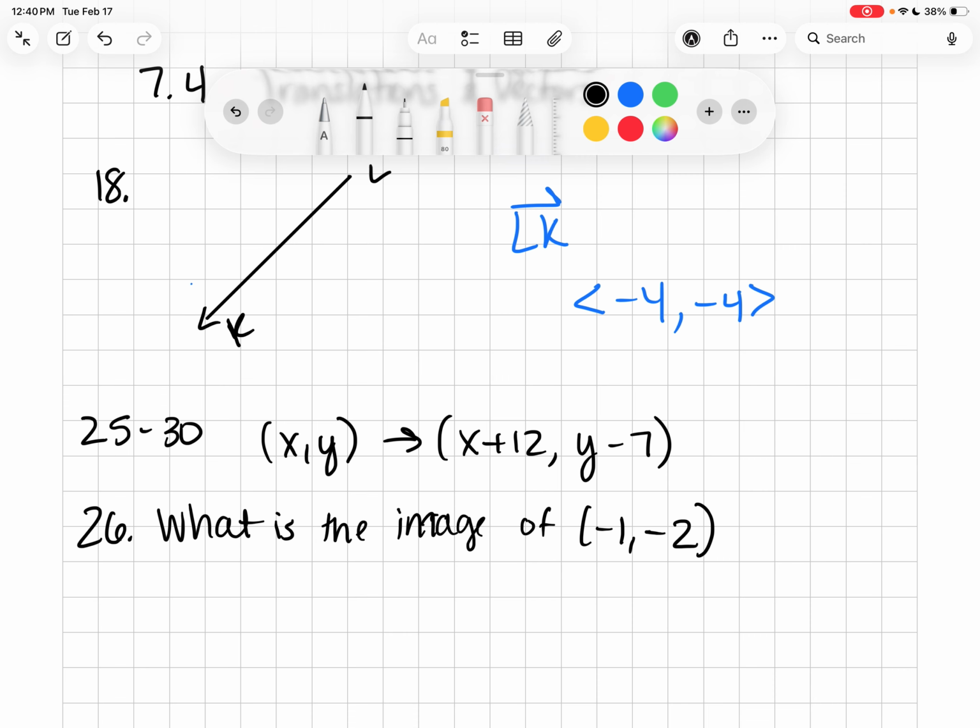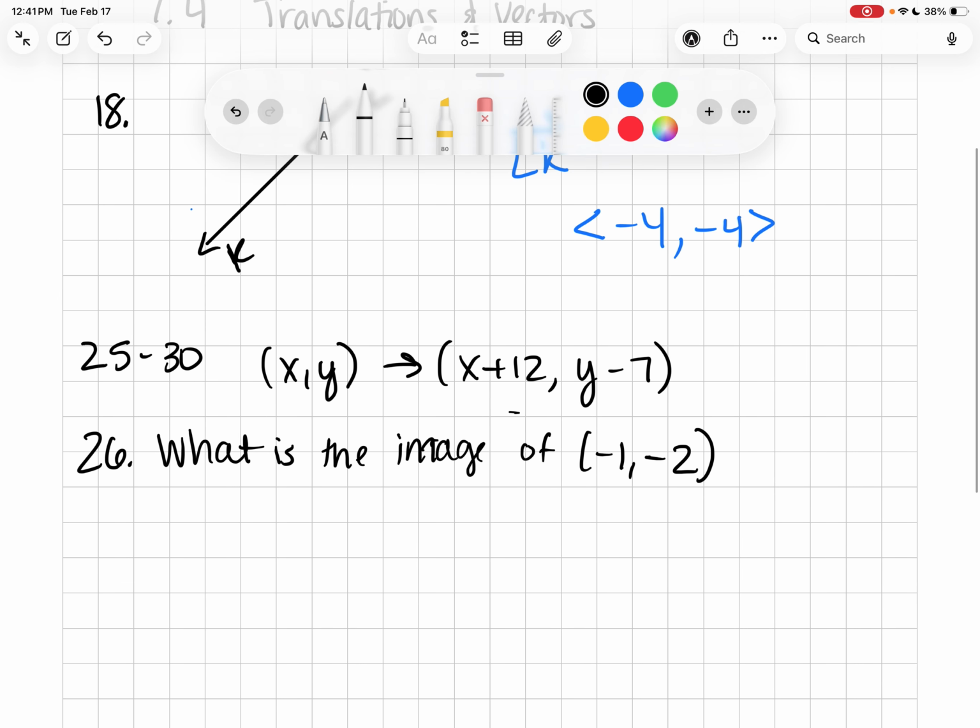So we're going to take these numbers. This is the original over here, and they're telling us that to get from the pre-image to the image, we're adding 12 to the x value, and we're subtracting 7 from the y value. So we would have -1 plus 12, and then -2 minus 7, technically, and then 11, -9.